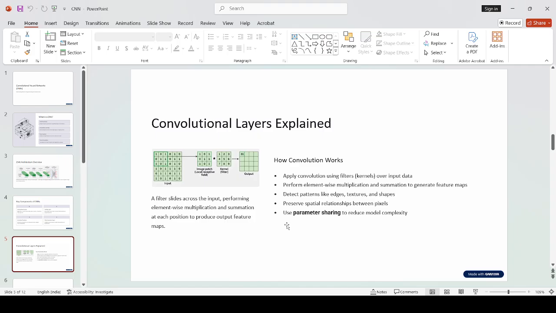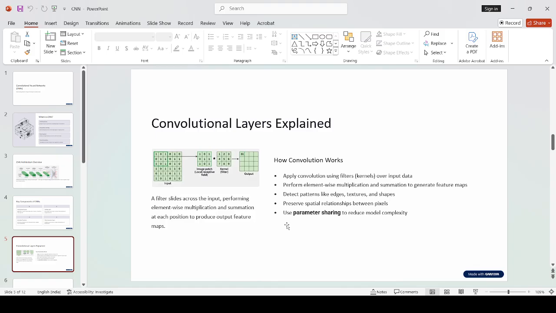Now let us understand the most important component of a CNN, the convolutional layer. A convolutional layer uses a small matrix called a filter or kernel. This filter slides across the input image. At every position, the values in the filter are multiplied with the corresponding pixel values. These multiplied values are then added together to produce a single output value. As the filter moves across the entire image, it produces a feature map.